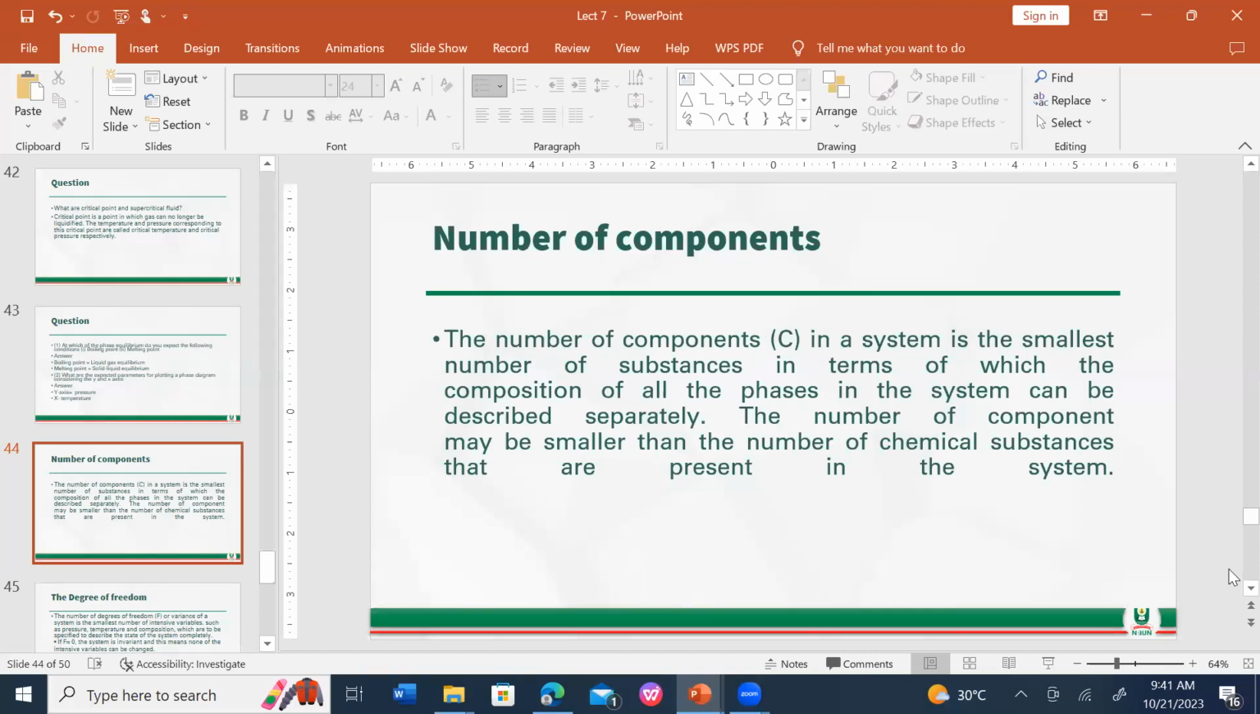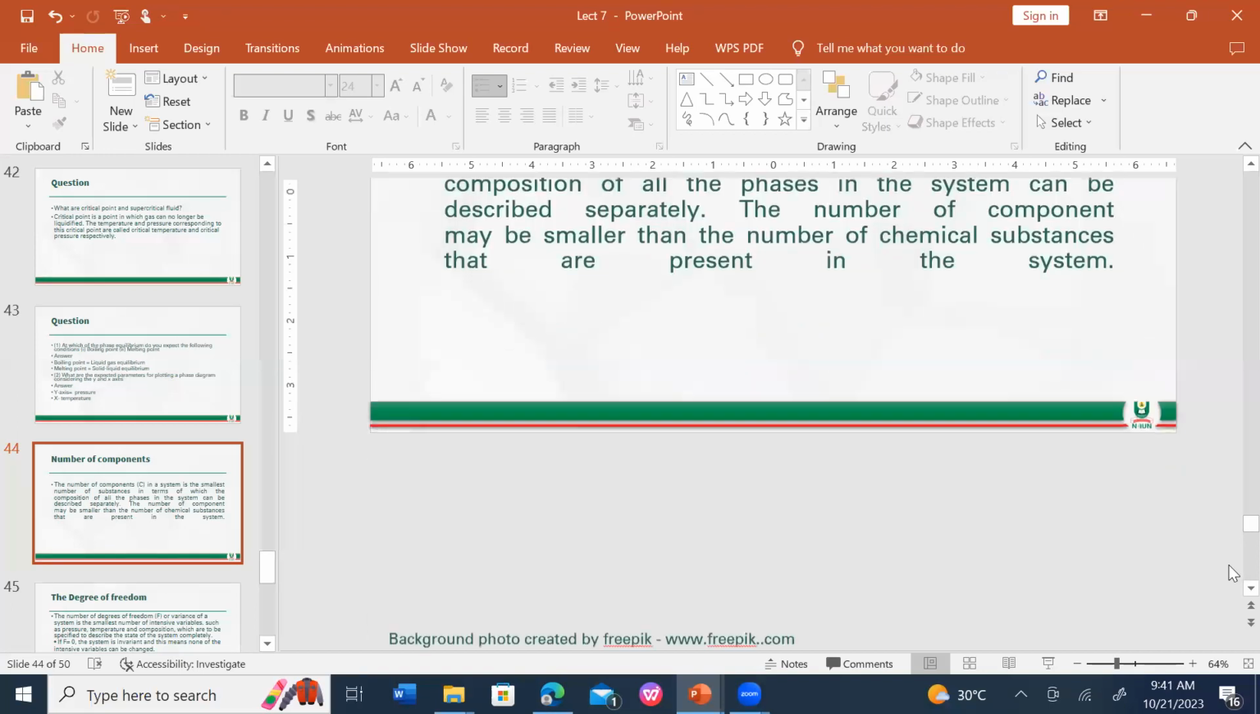So the number of components in a system is one of the things we have to see in a phase. The number of components and the number of phases are 2 things that can define the phase rule. So the number of components in a system is the smallest number of substances in terms of which the composition of all the phases in the system can be described separately. The number of components may be smaller than the number of chemical substances that are present in the system.